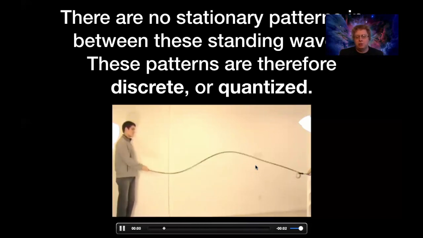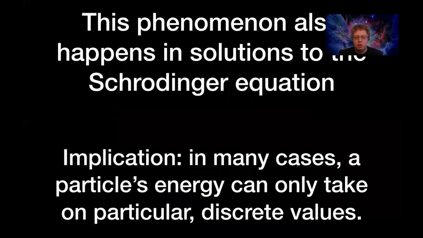So the patterns with which this spring vibrates up and down when it's trapped are discrete. There's only a set number of them, and they're quantized. You can jump from one to the next, but you can't find anything in the middle. And that's how we get the name quantum in quantum mechanics, because the particles described by quantum mechanics also exist in similar quantized states to the way the spring will vibrate when it's trapped. So in quantum mechanics, in many cases, a particle's energy can only take on particular discrete values.